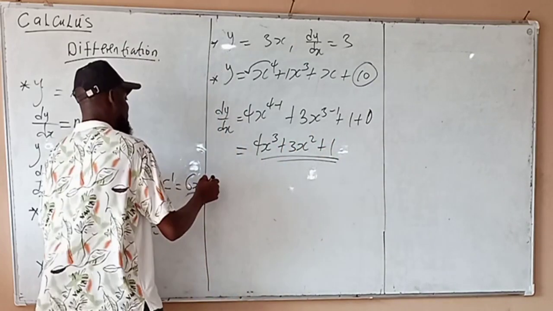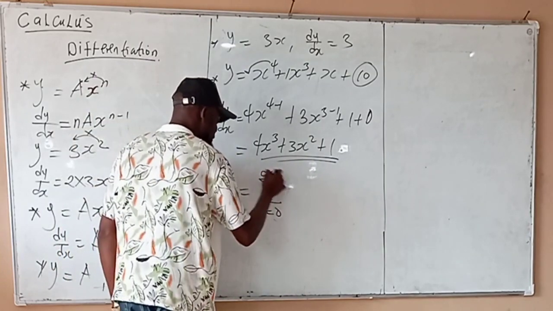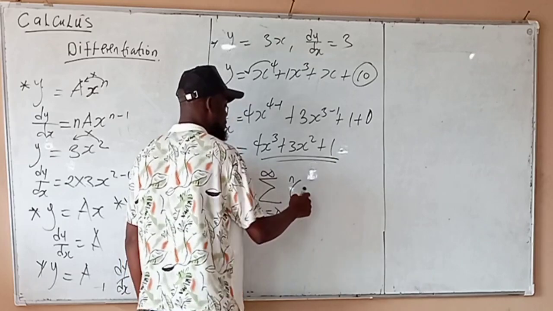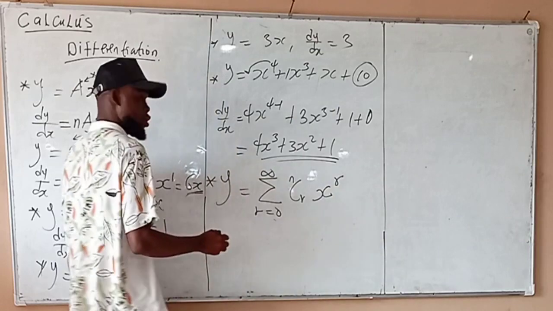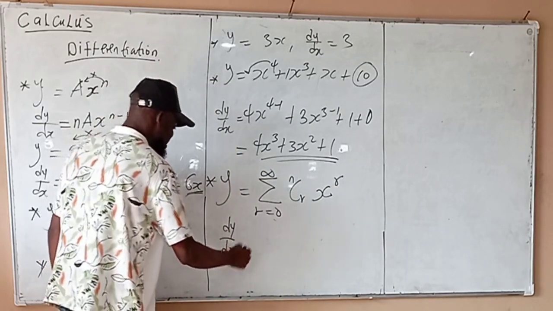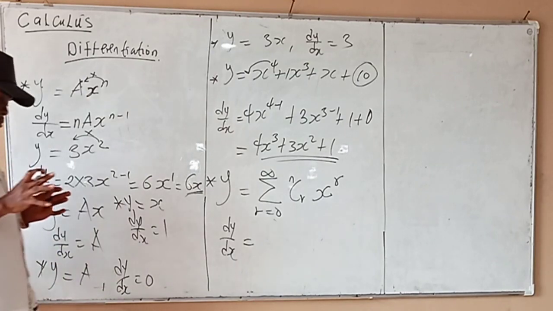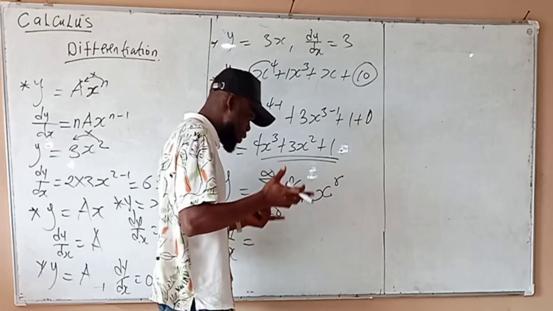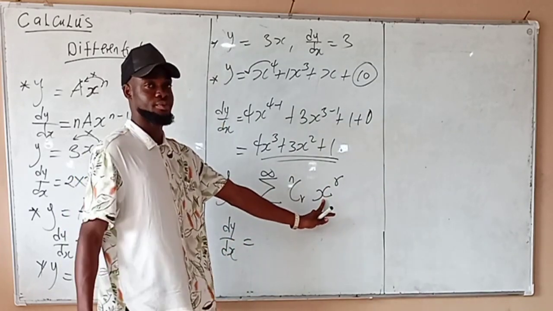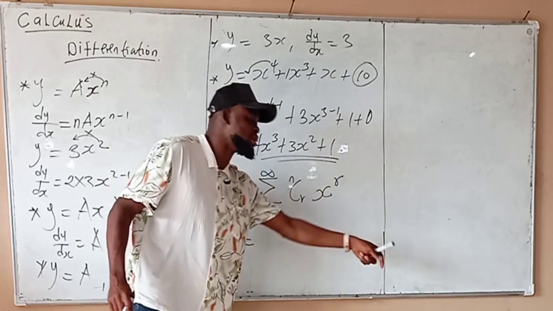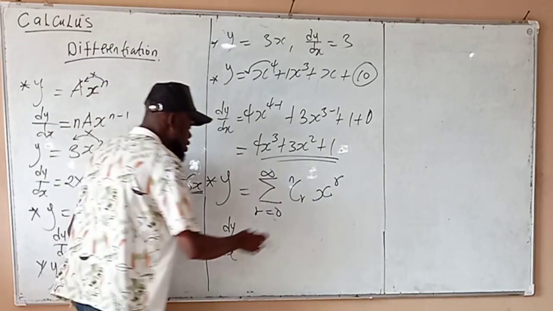That's what we have. Now let's see that we want the summation of r from 0 to infinity of any combination of r times x raised to the power r. What will be dy over dx? Now I've already done something like that. Remember I told you for a polynomial function the base will be the variable while the power will be a constant number. So you check where is x in this function. Is x the base or the power? x is actually the base. So it's a polynomial. So the power is r.